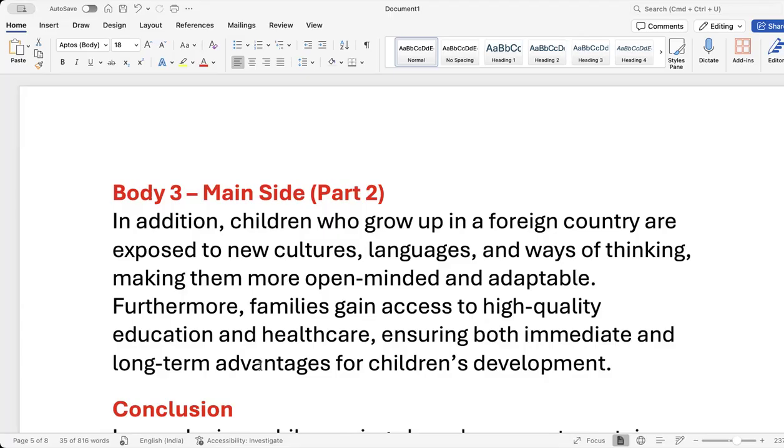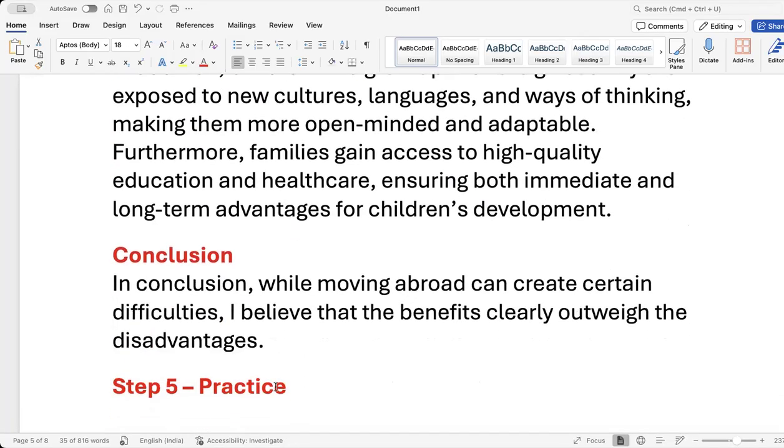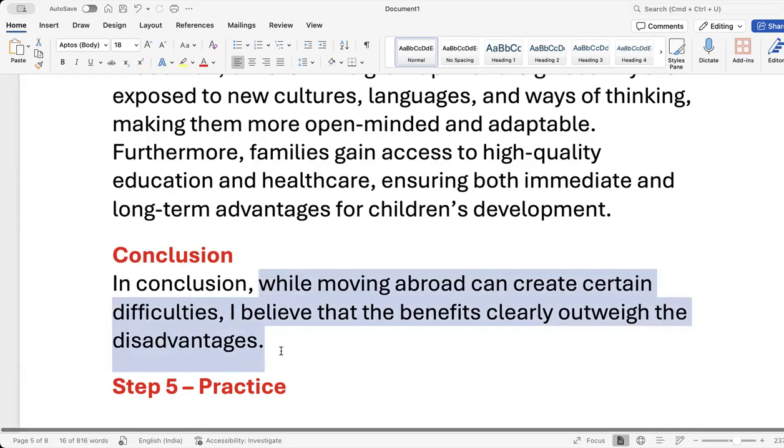Definitely, I noticed a difference when I went abroad to study. There is definitely a difference in the quality of education in developed countries and developing countries. So that can be there. And in the conclusion, I just repeat my opinion. While moving abroad can create certain difficulties, I believe that the benefits clearly outweigh the disadvantages. So just repeating my opinion, nothing else. So that's the conclusion.